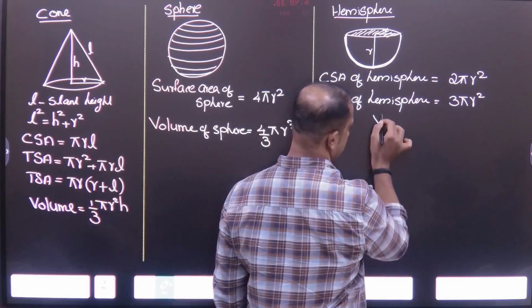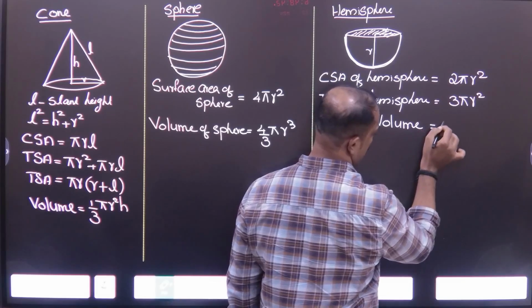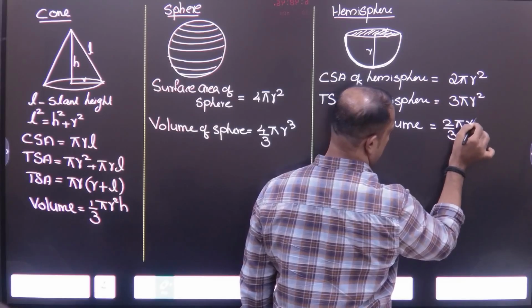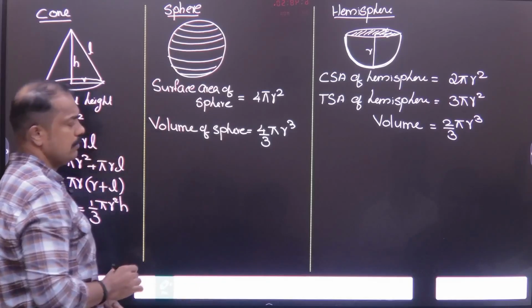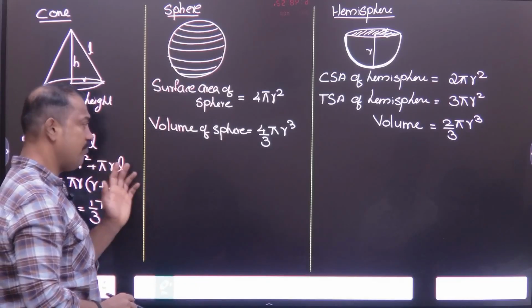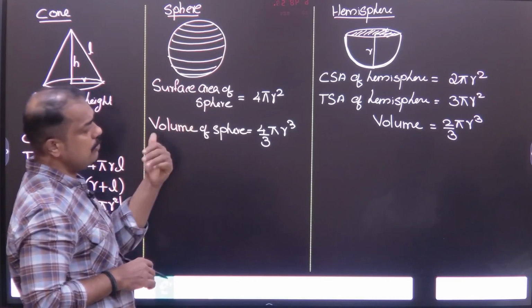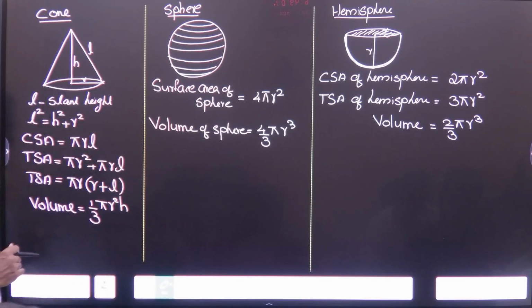Volume is half of the sphere. So what is the volume? Volume is equal to 2 by 3 pi r cube. The volume of the sphere is 4 by 3 pi r cube, and that of the hemisphere is 2 by 3 pi r cube. इतना figure हमारा syllabus में clear है? क्लियर? अब ये question कैसे solve करना?